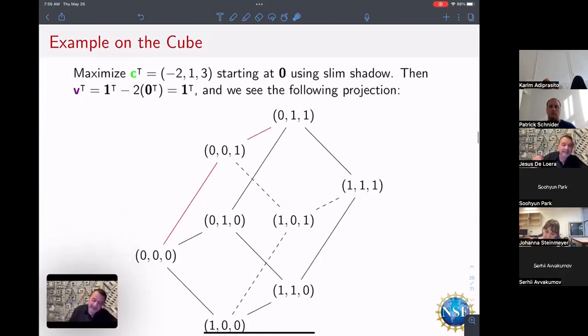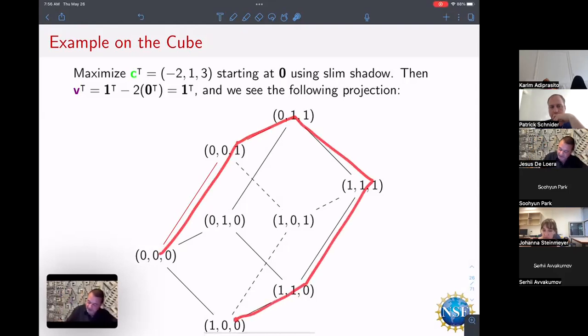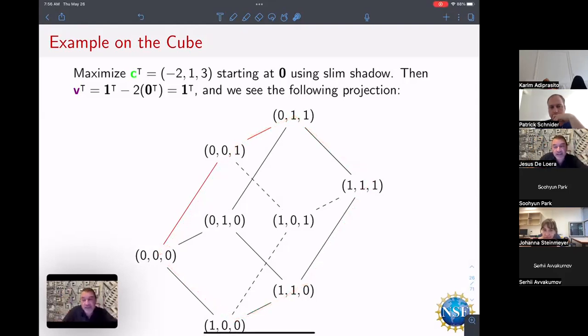Here's a little example so you understand what I'm doing. Here I have the objective function, and I'm starting at 0, 0. So here is the origin. I'm showing you the shadow already. Here is the shadow of that three-dimensional cube. I'm using exactly this projection, the projection given to me by C transpose and B transpose, right?